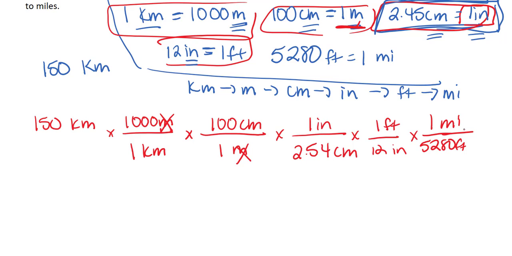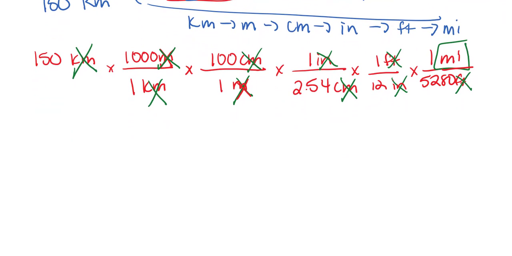And so we've set it up. Let's look. So we can get rid of kilometers here, we can get rid of meters, then we can get rid of centimeters, we can get rid of inches, we can get rid of feet, and we're left with miles, which is exactly what we want. So now we can just multiply. We multiply what's on the top, and then we multiply what's on the bottom together. So let's do that.